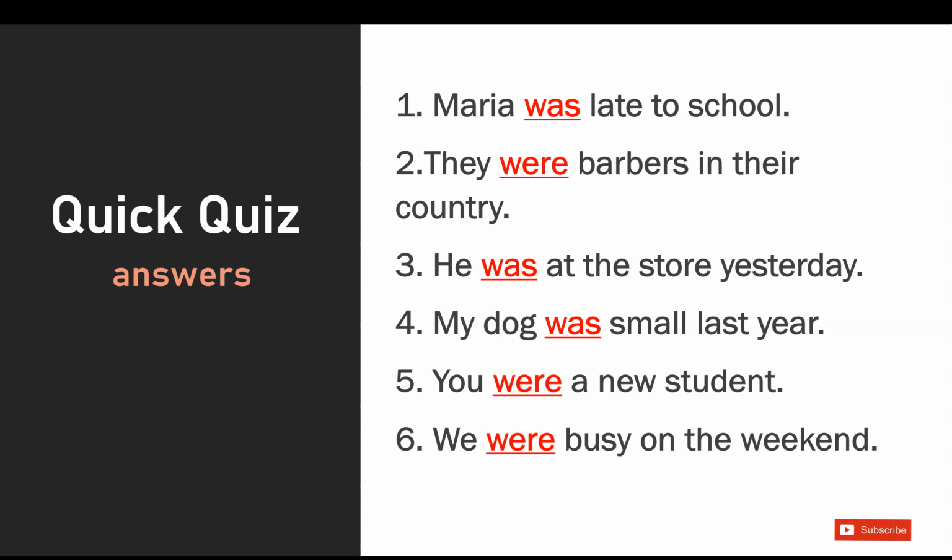Number 4, my dog was small last year. This is one animal, so singular. Right, maybe the dog is big this year. Number 5, you were a new student. Again, this is in the past. Now you are not a new student. So you is plural form. And number 6, we were busy on the weekend. So we is 2 or more people.